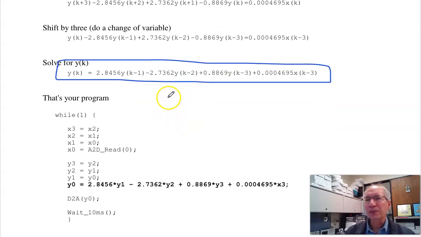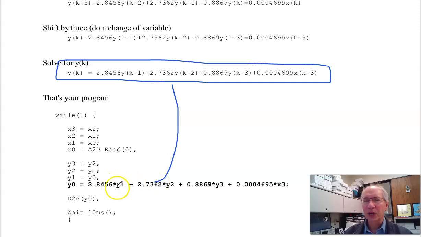That's your program. So what I do in software is remember the last 3 inputs, read the current input, remember the last 3 outputs. Here's the current output. That's my program. With the k, k minus 1, k minus 2, translated to a variable that C won't complain about.